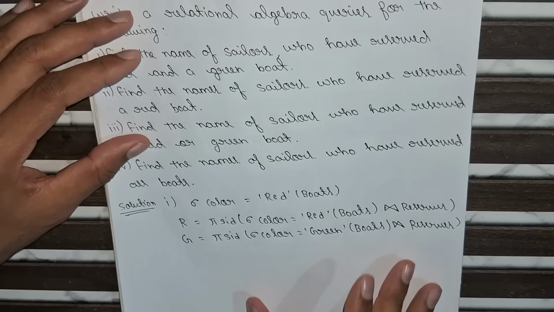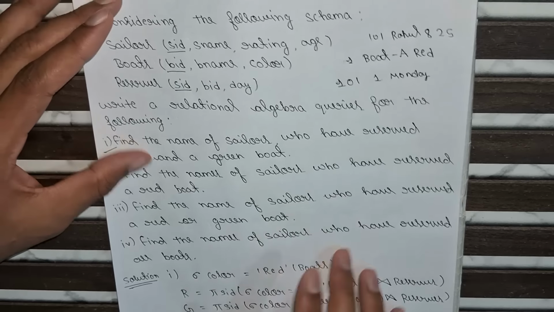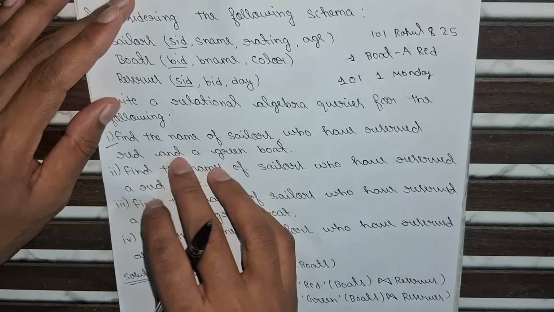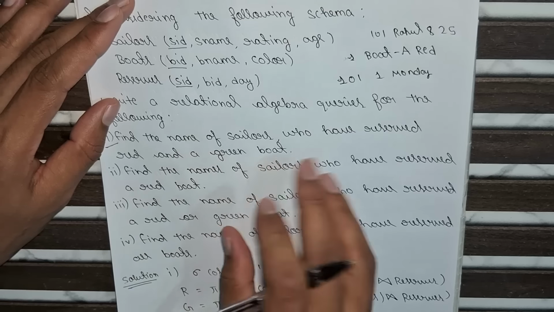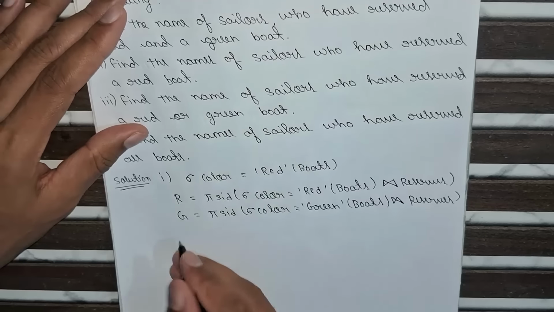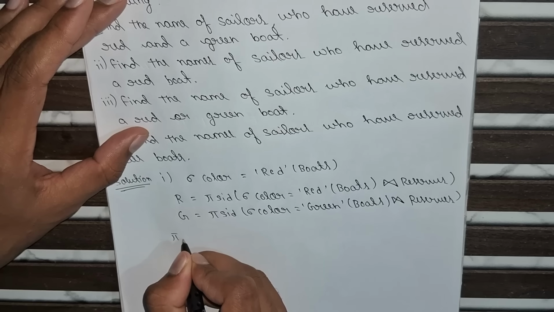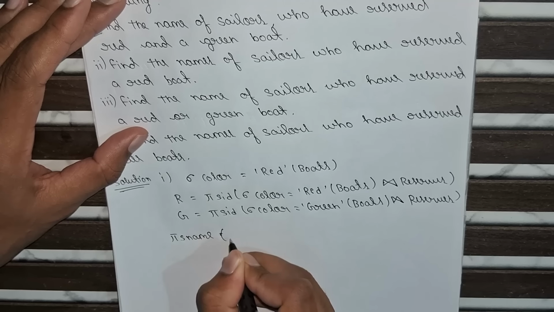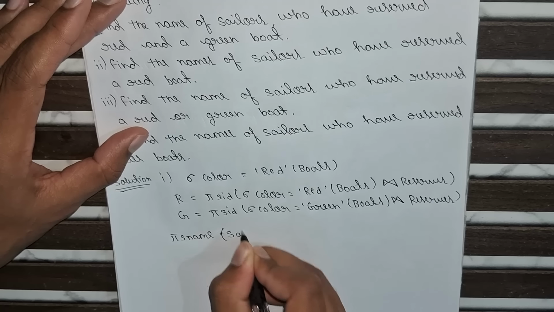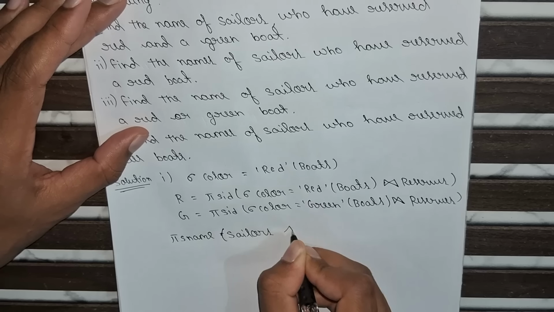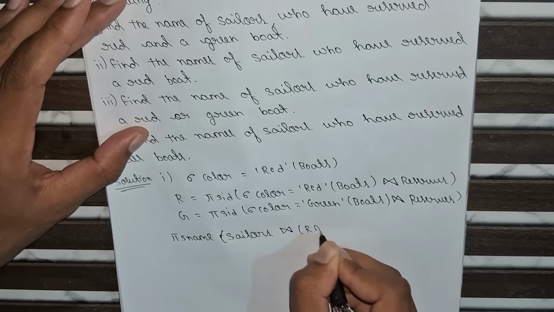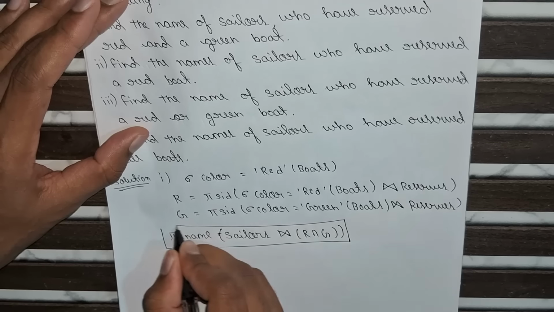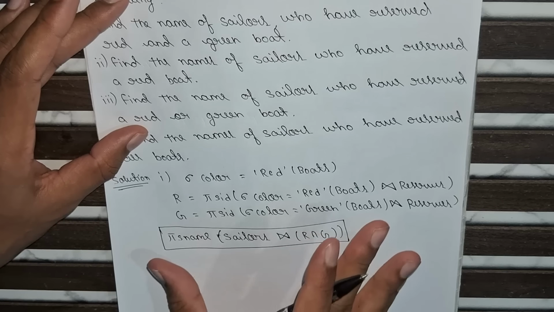Now what we will do is the intersection of this, because the question asks to find the names of sellers who have reserved red and green boards. So the intersection of red and green boards. So we will write pi of sname, which is asked. So sname, there is a bracket, we will write sellers, then join with the red and green boards. So like this you have to write for the first one. This is easy and you can easily write it like this.